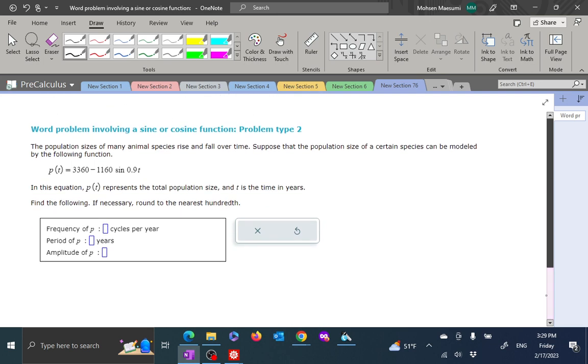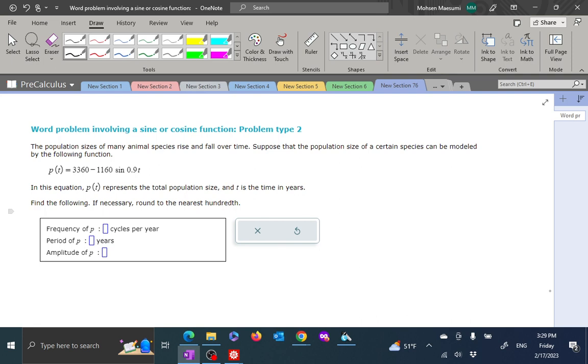Another example, population size of many animal species rise and fall over time. So periodic phenomena can apply to populations. Suppose that the population of a certain species can be modeled by the following. Like some data is collected and they fit it to a curve, and perhaps this is what comes out.